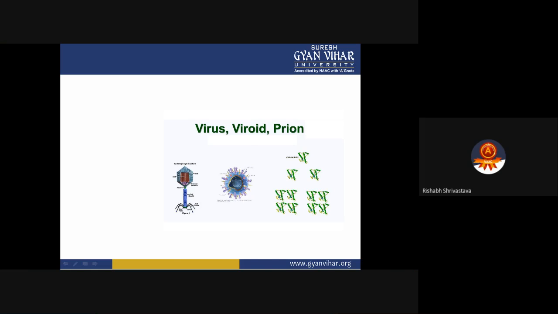We'll talk about bacteriophages, viroids, and prions. We'll discuss their structure and properties of the bacterial viruses, and we'll discuss the lytic and lysogenic cycles. We'll also discuss the difference between viroids and prions.